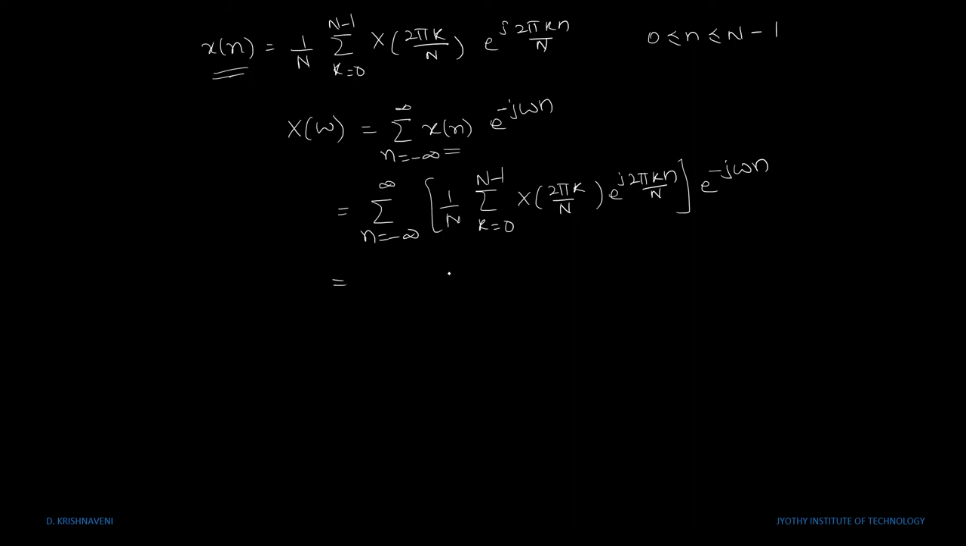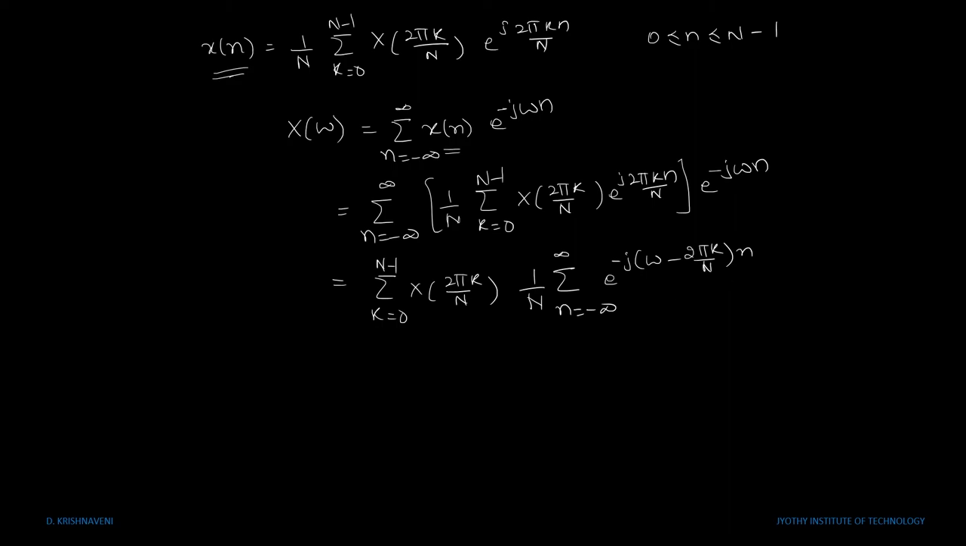So interchanging the summations, we get summation k equal to 0 to n minus 1 x of 2 pi k by n into 1 by n summation n is equal to minus infinity to infinity. Now here I take j common, and I will get e to the power of minus j omega minus 2 pi k by n into n. I've taken minus j common, I've taken the small n common. So here I have omega minus 2 pi k by n. Now what is this particular expression?